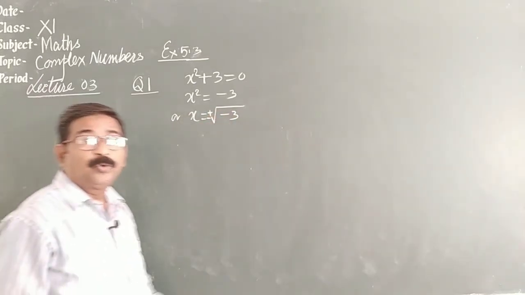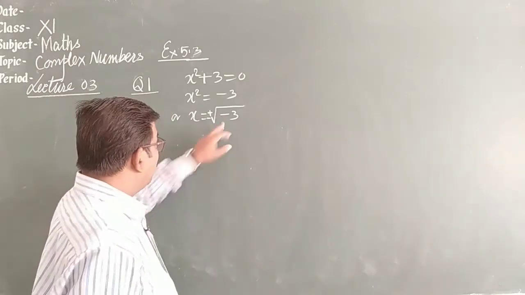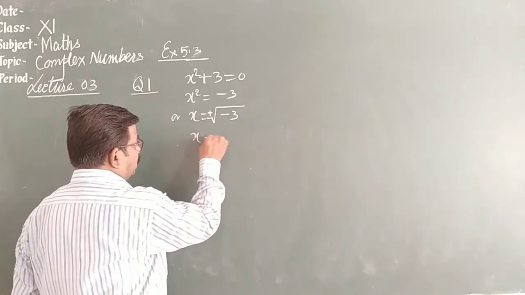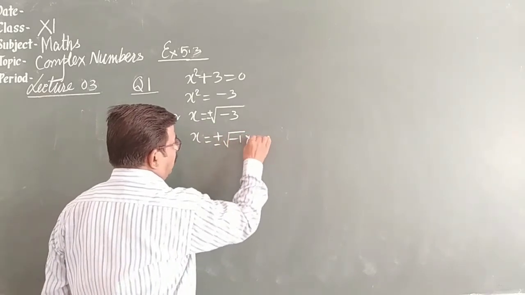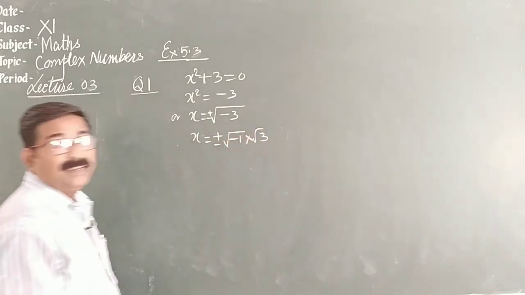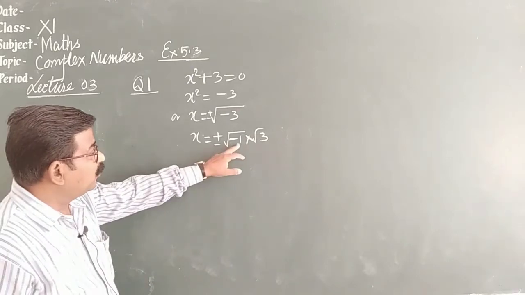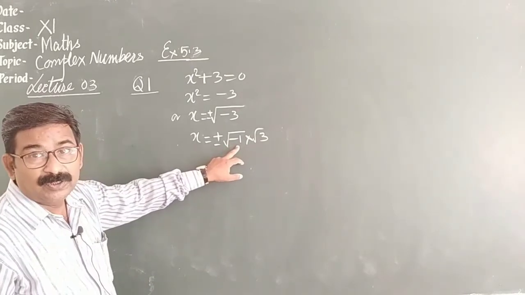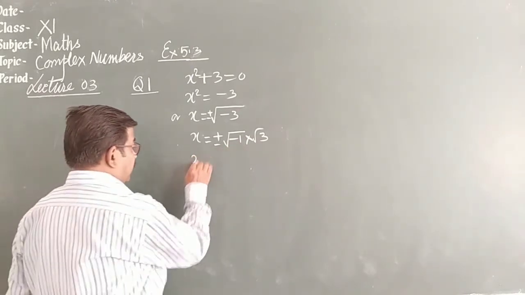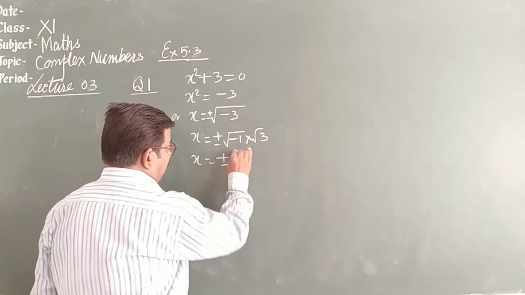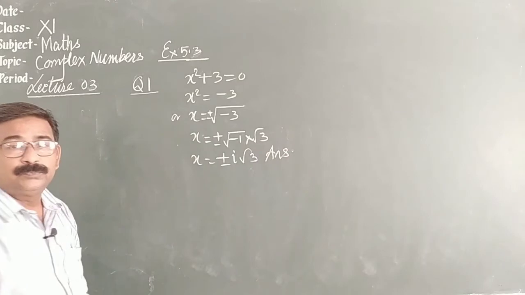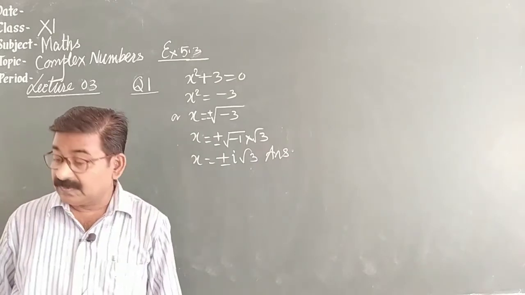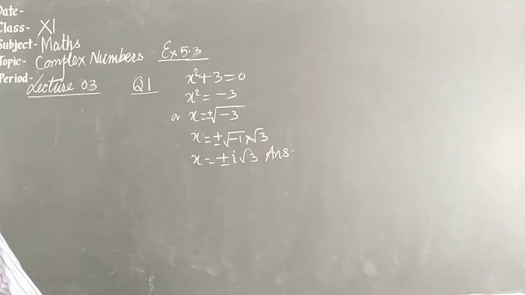Now let's see how to remove this under root. Minus 3, x is equal to plus minus, we can write minus 1 into root 3. Can we write? And this is what? Under root minus 1 is equal to i. So x is equal to plus minus i root 3 is the answer. Got it? Let's see one more question.